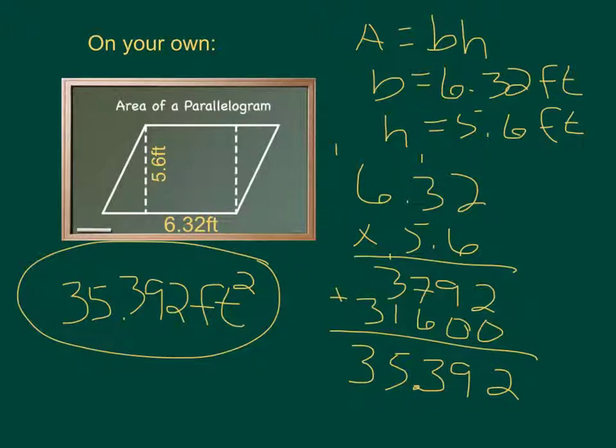To find my area, I need to multiply those two numbers together, and I get 35 392 thousandths. But remember, since I'm talking about area and it's a measure, I need to include my units. Since my base and height were both in feet, when I multiply a foot by a foot, I end up with feet squared. Therefore, the area of this parallelogram is 35 392 thousandths feet squared.